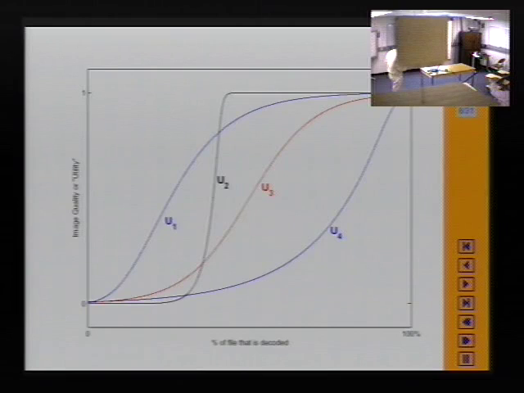Question. On the horizontal line, percent of the file that is decoded? Yeah, that's just in one particular application. I thought you were talking about the success probability as a function of the scenario. You are correct. But this plot, I did it for the other application. You'll see later that it's the same curve. So in this context the horizontal line is SNR, and the vertical line is the probability of success. That's exactly correct.